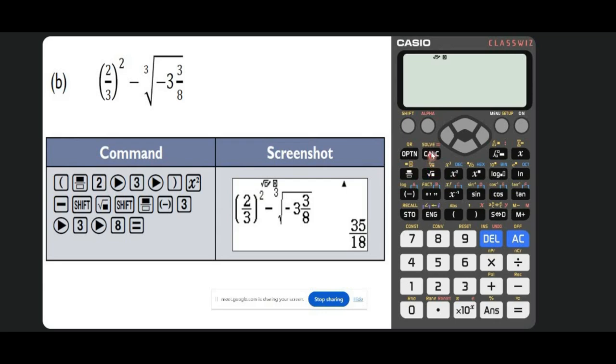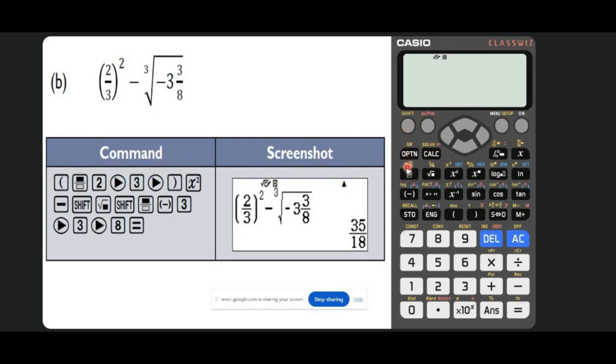square root. Okay, you need to press shift because this is cube root. So the cube root is in yellow color, so you need to press shift, then square root button. But actually, you are using the cube root. And then press shift again.